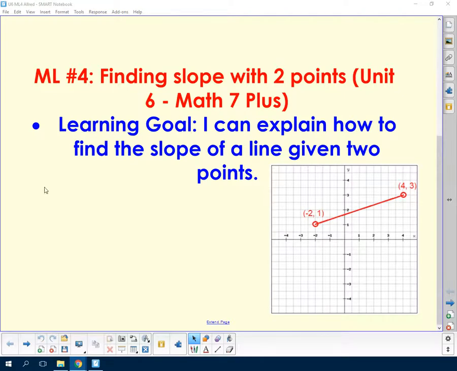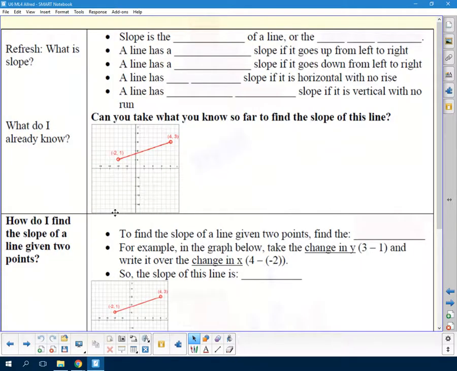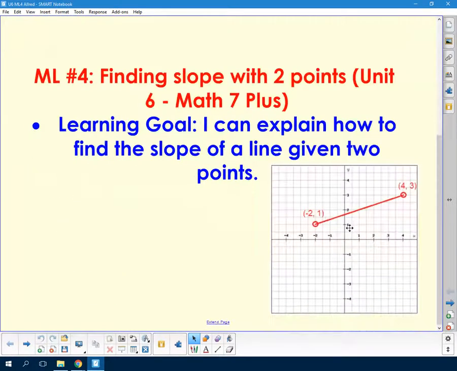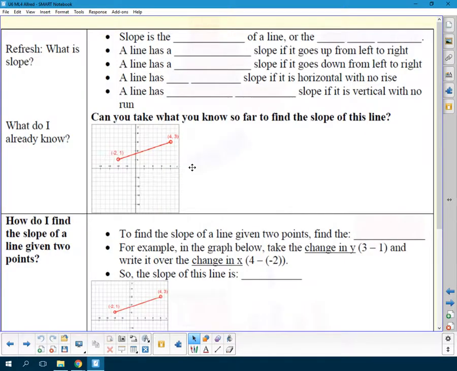What I've done for you here on the screen is take that problem in the middle of your paper and enlarge it, because I know our copier wasn't the best today. You can't really see all the coordinates. Look at the middle of your paper, at the first part that says, what do I already know? Pause your video and try to find the slope of this line using what you already know.